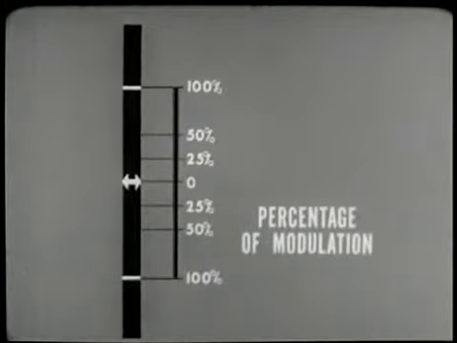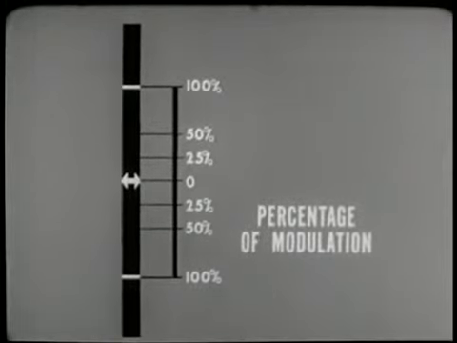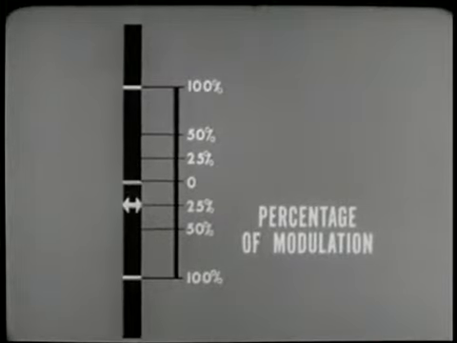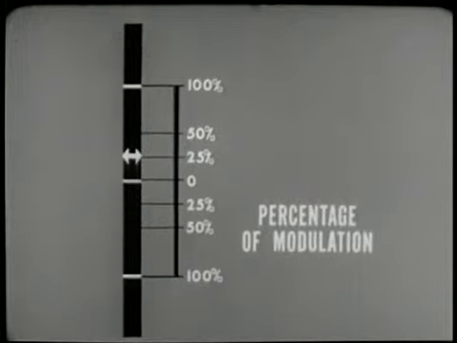Percentage of modulation is rated on a simple basis. The percentage of modulation is simply the amount of deviation in relation to the total. For example, the carrier might be modulated 25%, 50%, or 100%. 100% modulation occurs when the carrier deviates to the maximum frequencies above and below rest.